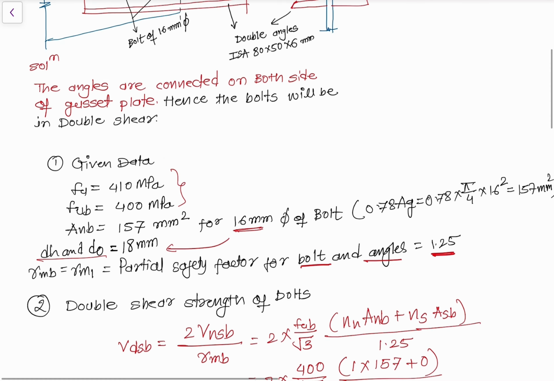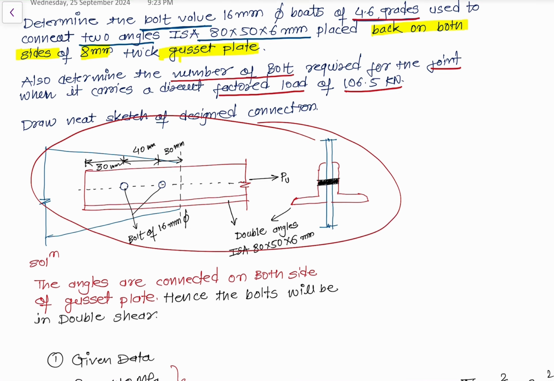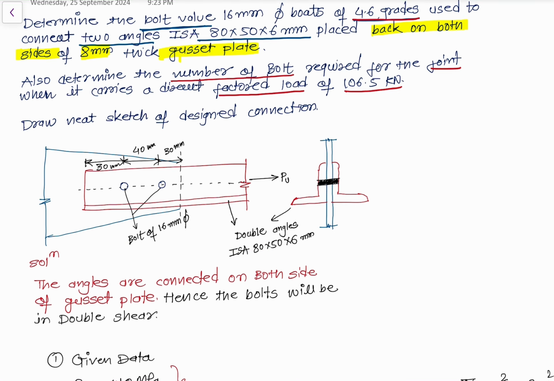We also have the information that the gusseted plate has a thickness of 8 mm, and the angles are connected side to side, back to back on the bolt. So this is our given data. But now we need to understand what the edge distance would be. This distance we need to calculate, and that is what our design is. So let's do the design.